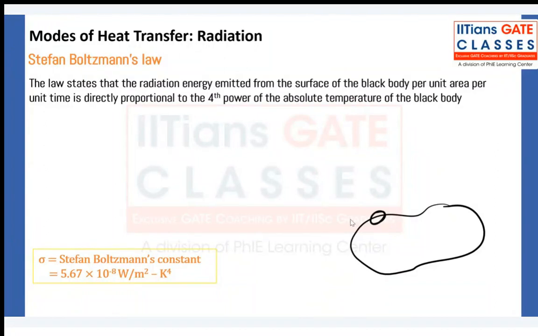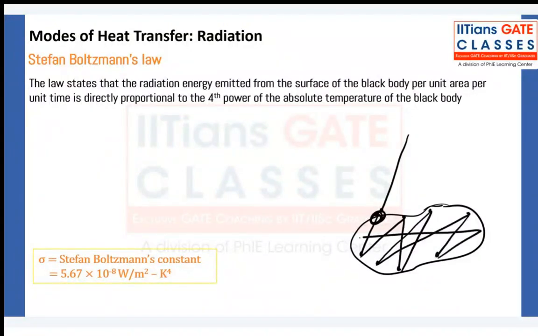For example, there is a very big body and there is a very small hole here. Some radiation comes and enters here. Once it has entered, it goes here. It is reflecting also, whatever is coming. It reflects here, here, here, here, but it is not going out. It is inside the body, it has absorbed everything, and it is reflecting also.